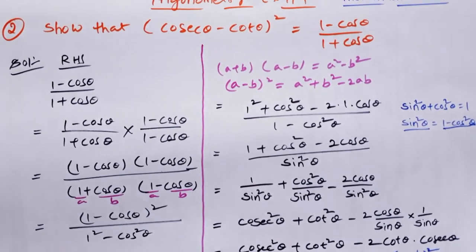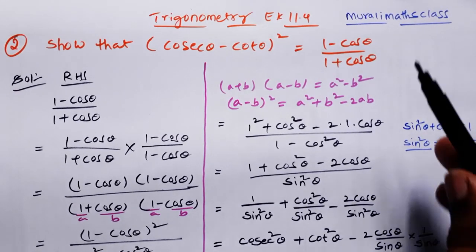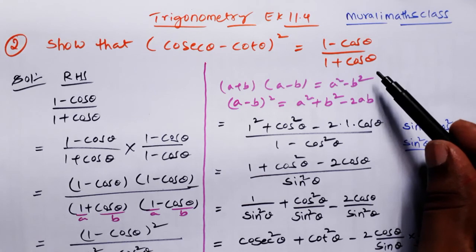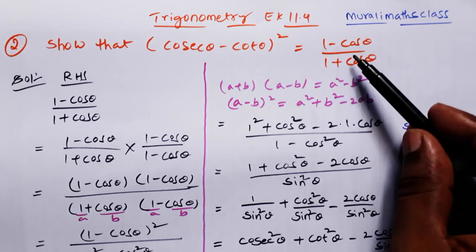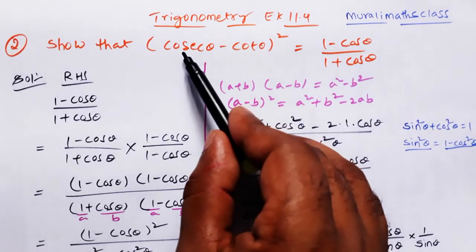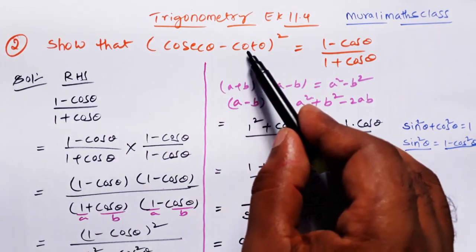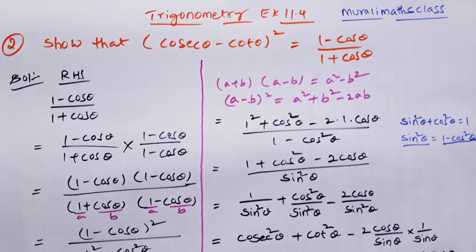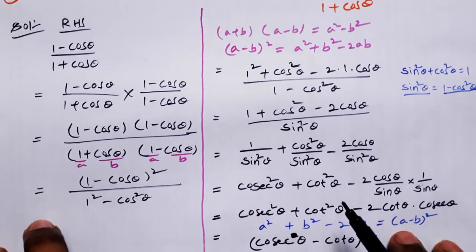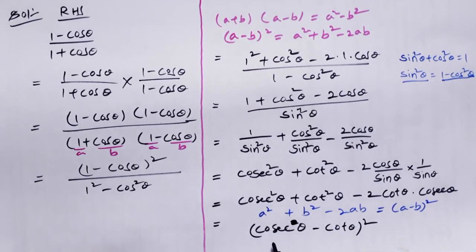That only they are asking. See here, we took this 1 minus cos theta by 1 plus cos theta. We took this and we simplified this. We got this answer, cosecant theta minus cot theta whole square. Observe this, cosecant theta minus cot theta whole square. Okay, nothing is there. This is cosecant theta, not cosecant square theta, only cosecant theta. Cosecant theta minus cot theta whole square.